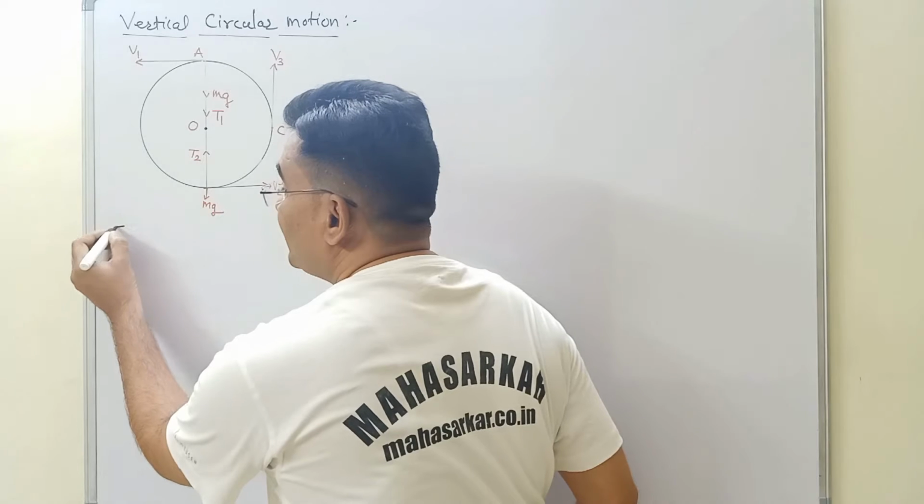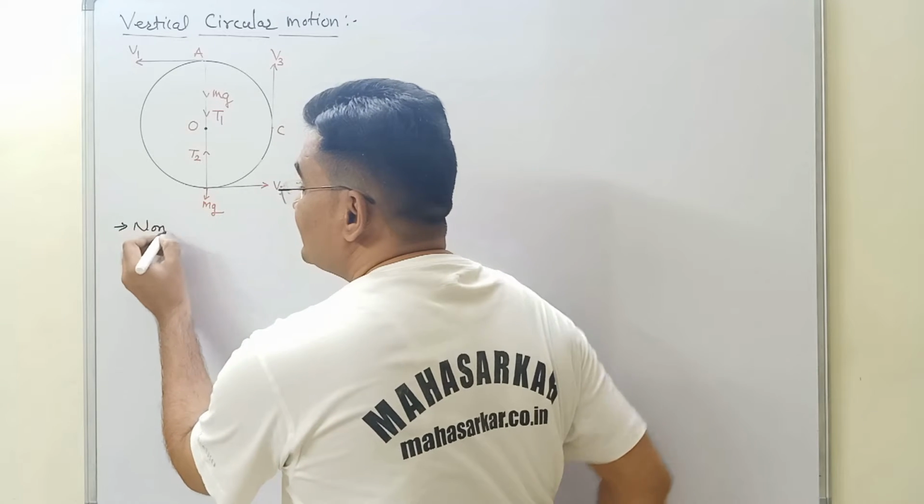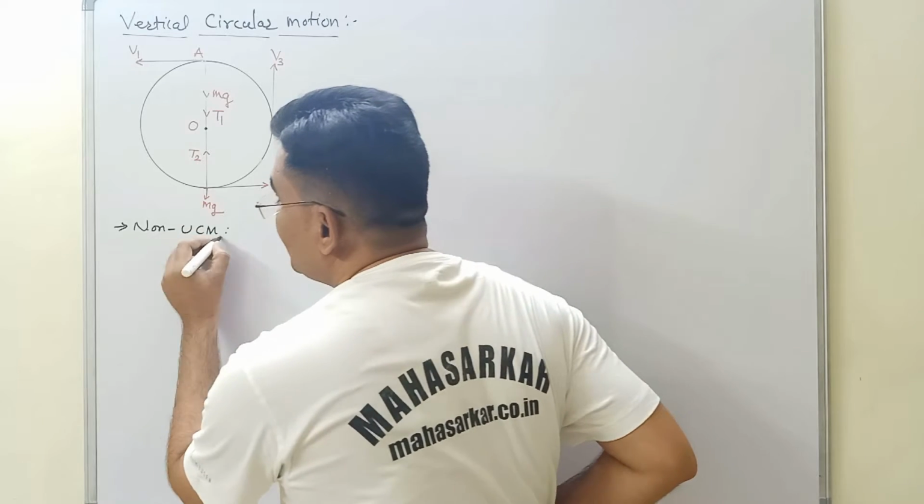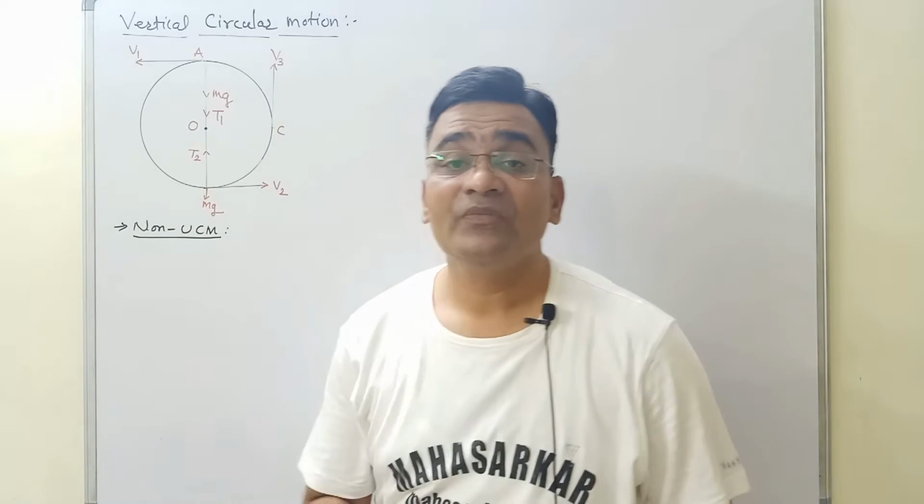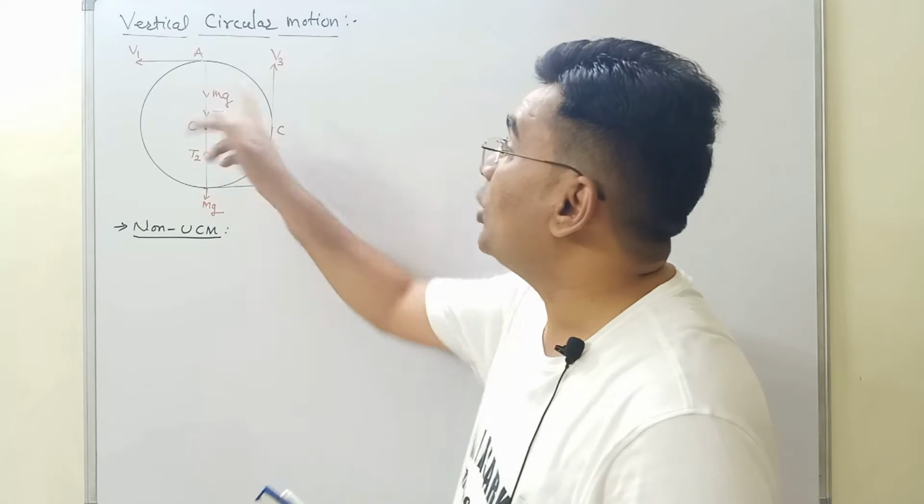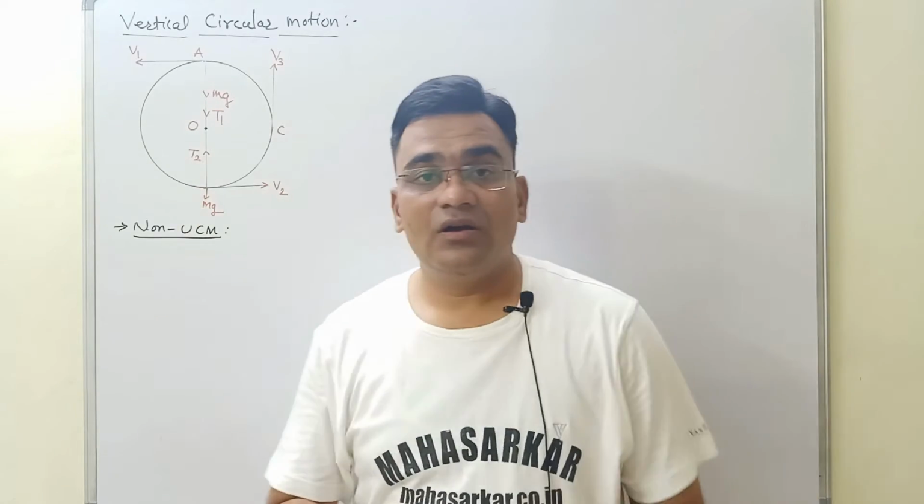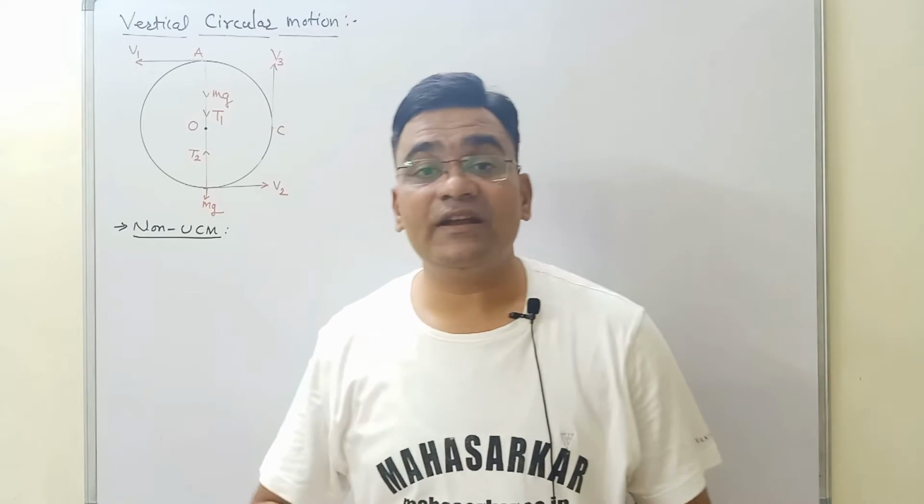So the first thing that we need to keep in mind is that it is non-uniform circular motion. That means its velocity is going to change at all the points. Okay. Now consider an object performing vertical circular motion.